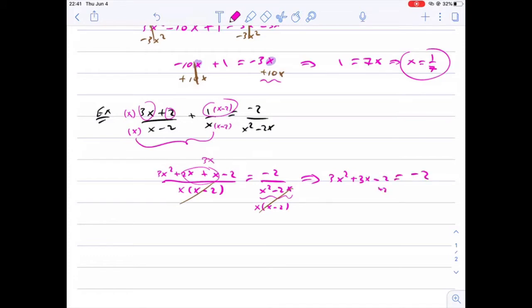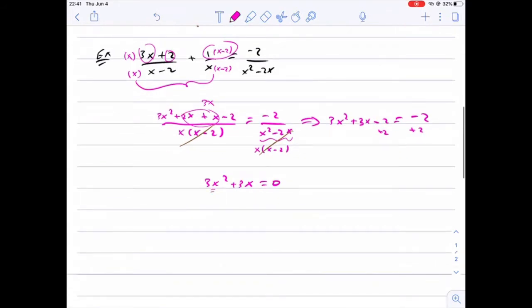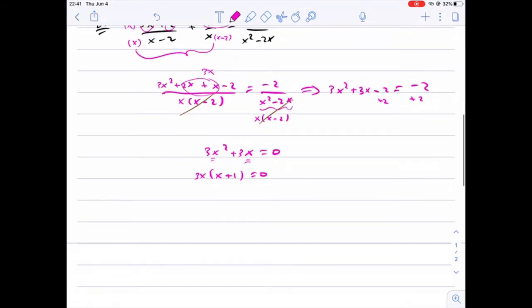And then we add 2 to both sides. This gives us 3x squared plus 3x equals 0. Now, since x is in both of the two terms, we can take 3x as a common factor and we get x plus 1 equals 0. And then we use one of the properties that we learned last time.